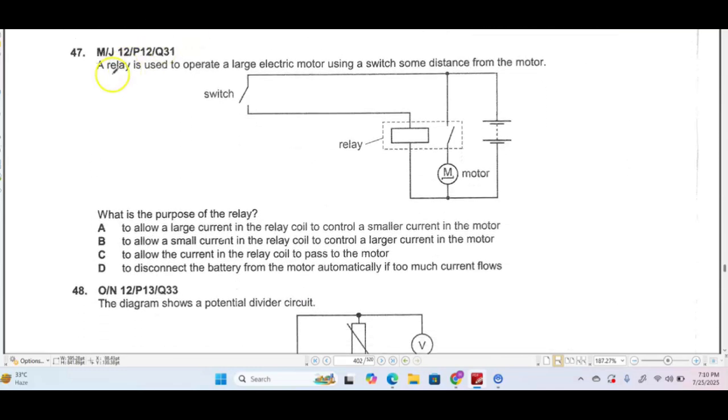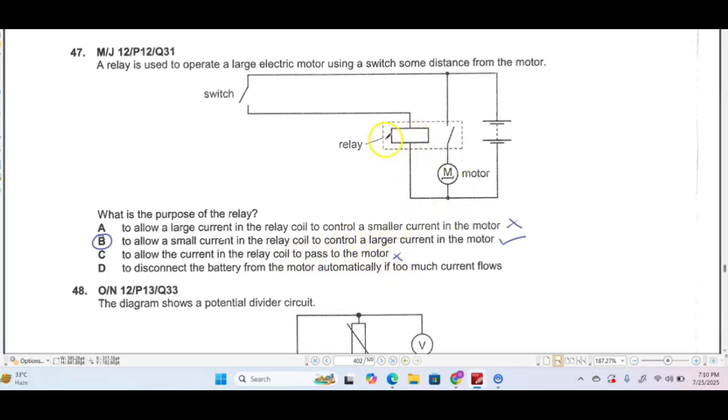Moving forward, question number 47. A relay is used to operate large electric motors using a switch some distance away from the motor. What is the purpose of the relay? To allow a large current in the relay coil to control a smaller current in the motor? No. To allow a small current in the relay coil to control a larger current in the motor? Yes, this is the correct option. To allow the current in the relay coil to pass to the motor? No, this doesn't happen.